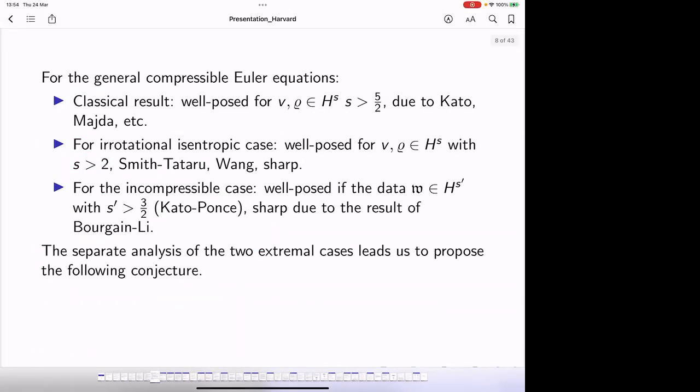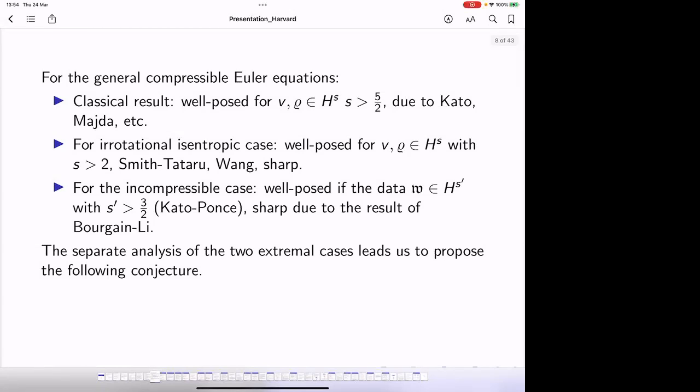So initially we don't know much. We know this classic result at the level of H^s for s greater than 5/2. This is due to Kato and Majda, etc. And also the irrotational case is covered already, as I said, by Tataru and also Smith-Tataru and also my result, for s greater than 2.